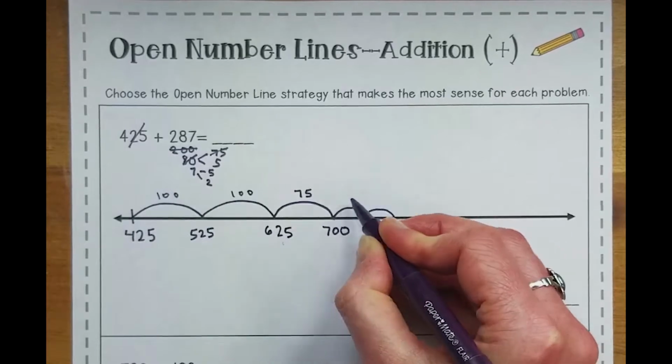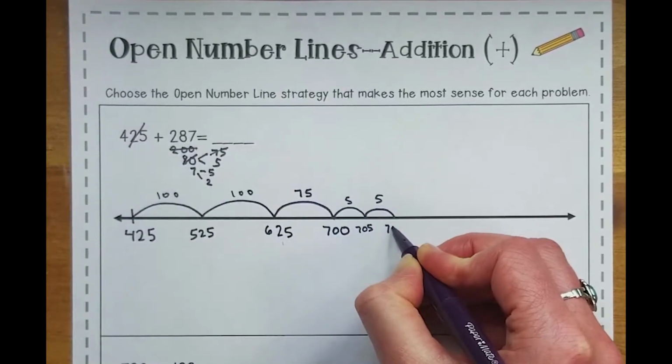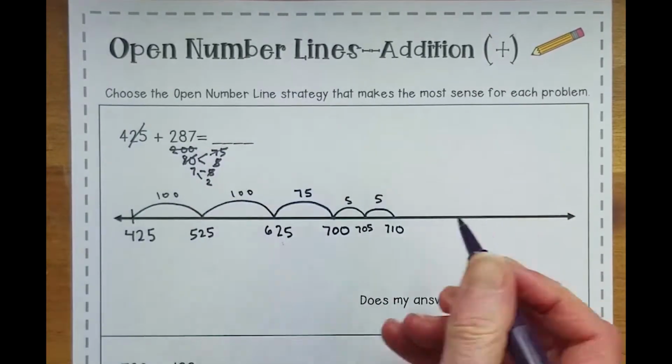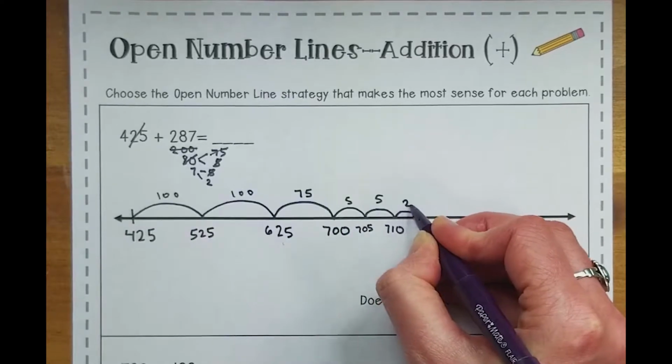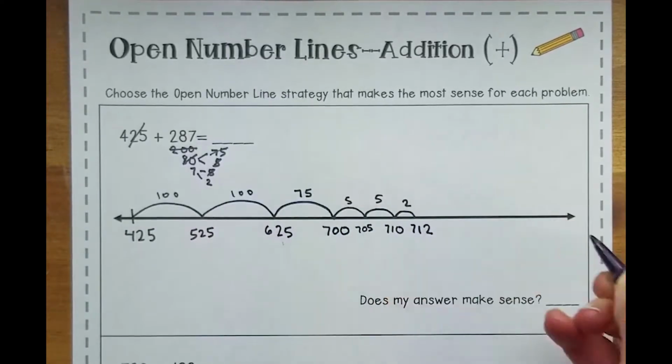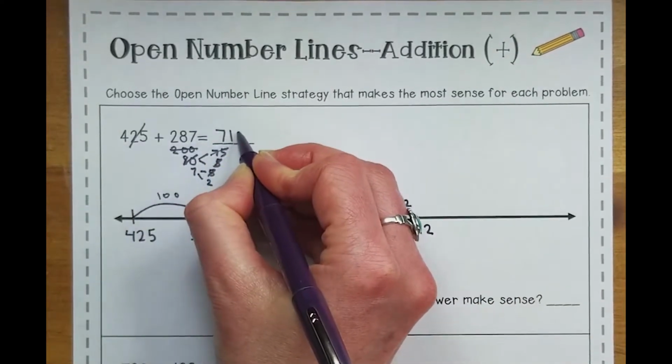1, 2, which is 705, 710. And then I've got these 2 here that I'm going to go up to give me my final answer. So 712 is what I get.